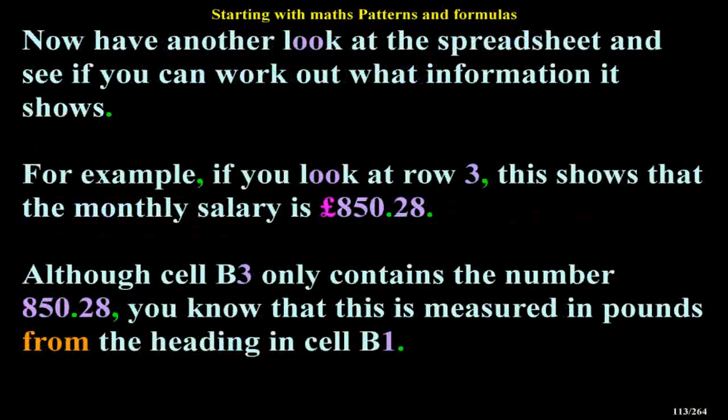Now have another look at the spreadsheet and see if you can work out what information it shows. For example, if you look at row 3, this shows that the monthly salary is 850.28. Although cell B3 only contains the number 850.28, you know that this is measured in pounds from the heading in cell B1.